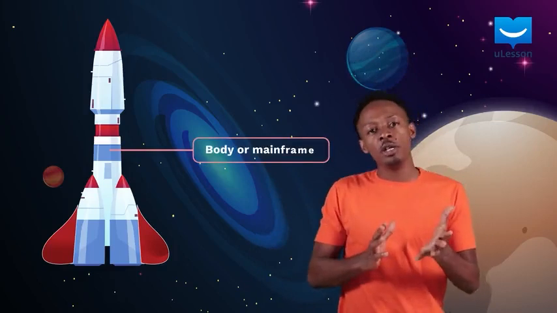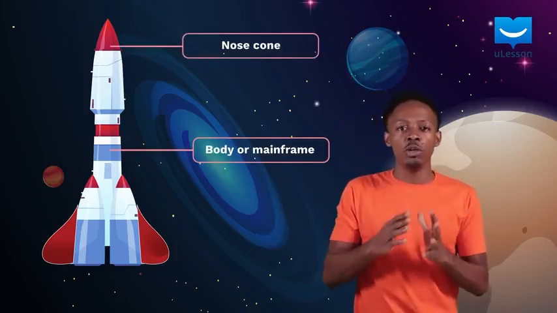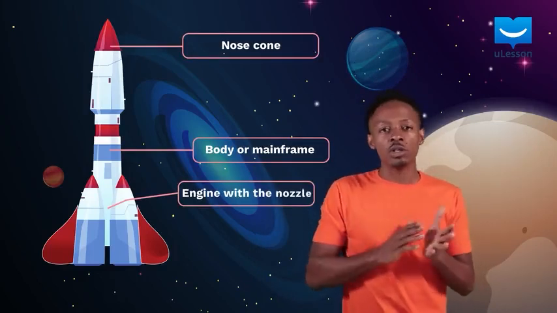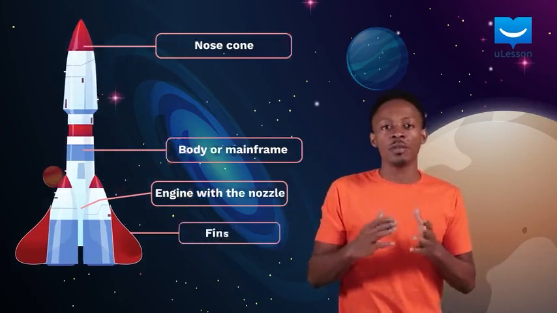There are many types of space rockets that have been produced over the years, but we shall be looking at some components of a space rocket that can be found on almost all rockets. There are four basic components of a space rocket: the main body, the nose cone with the payload, the engine with the nozzle, and the fins.